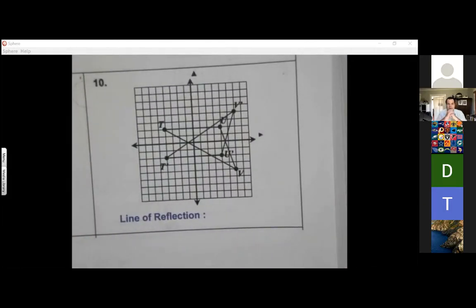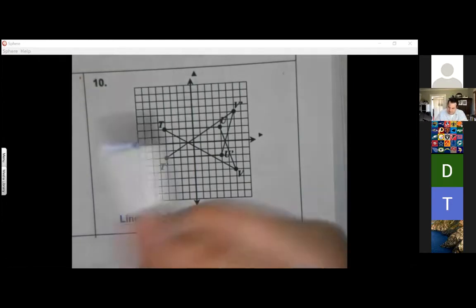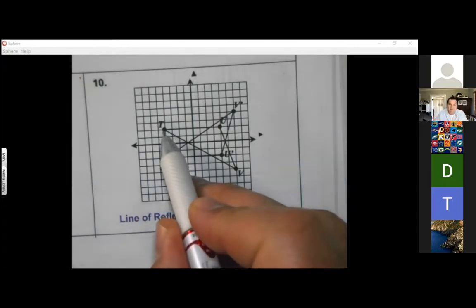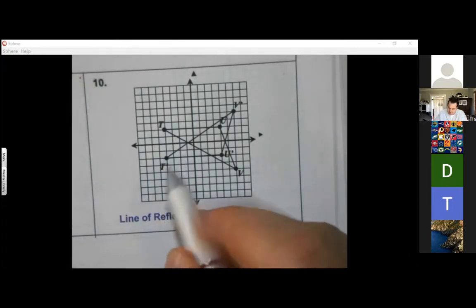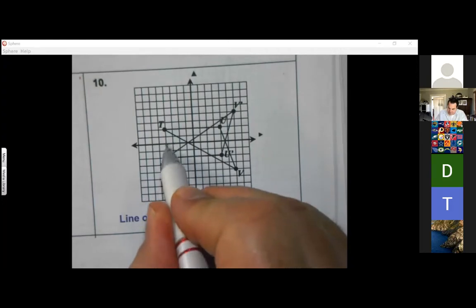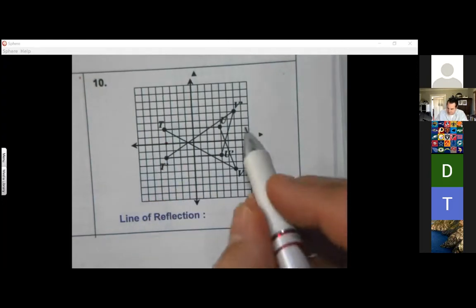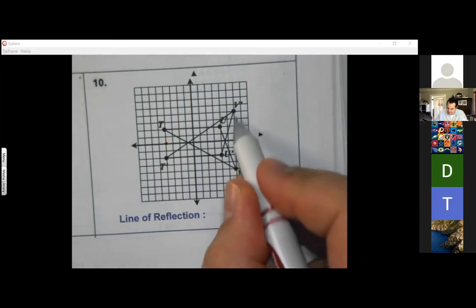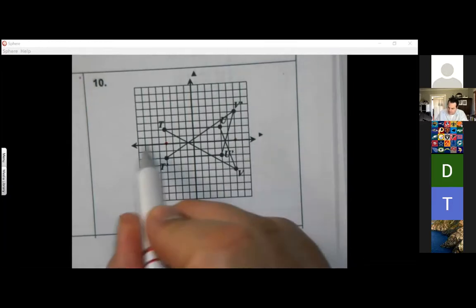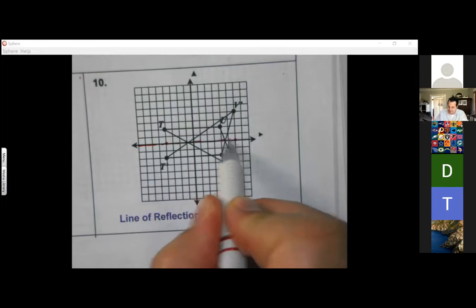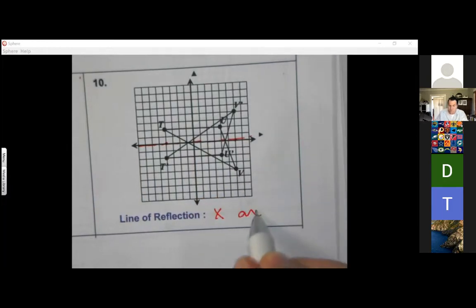Okay, what about the line of reflection for this one? All kinds of crazy, but if I take T, x-axis. Good. If I take T and T prime, I'm looking for these 4 points, so halfway in between is right there. If I take V prime and V, it looks like there's 8 points, so halfway in between is right there. So this x-axis is the line of reflection.